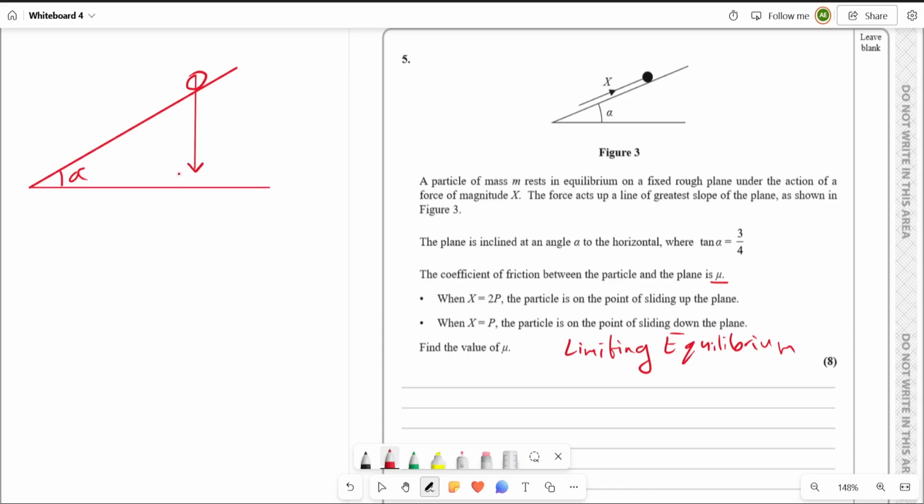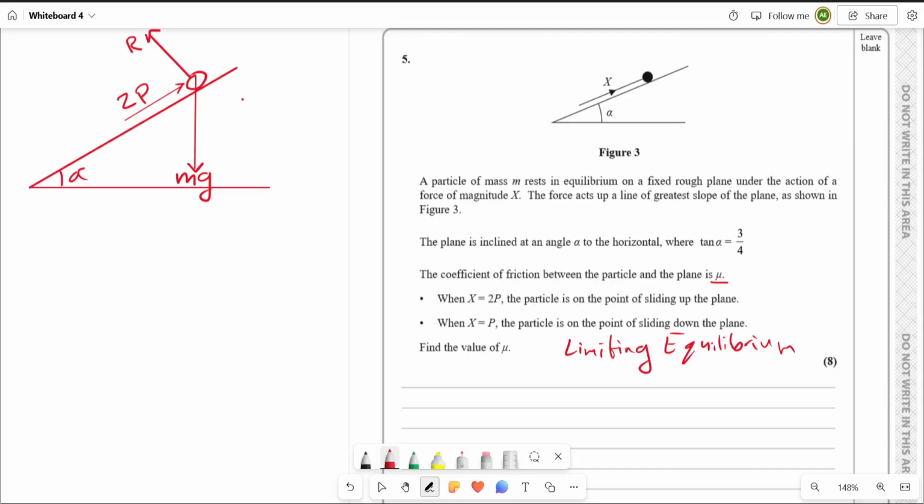So obviously we have the weight, which is going to be the mass times g. We have the normal reaction force, which is going to be in this direction. Let's call it R. We have the X force in this direction. Let's start by doing the first part where X was 2p. So instead of X, I'm just going to put it as 2p.